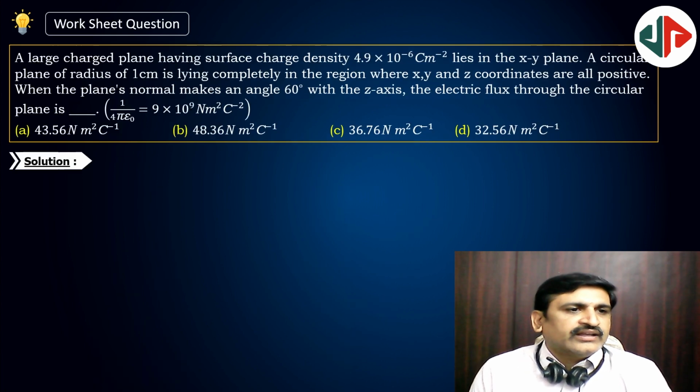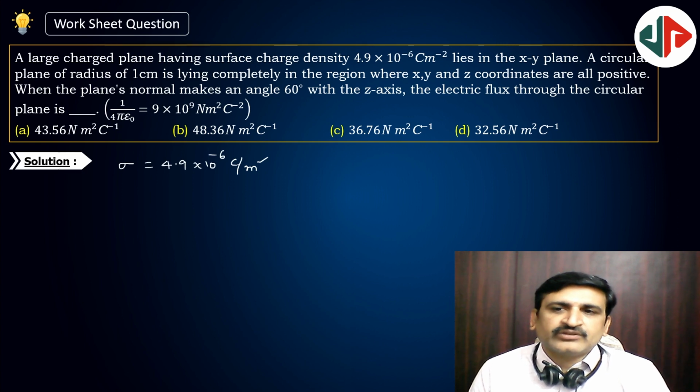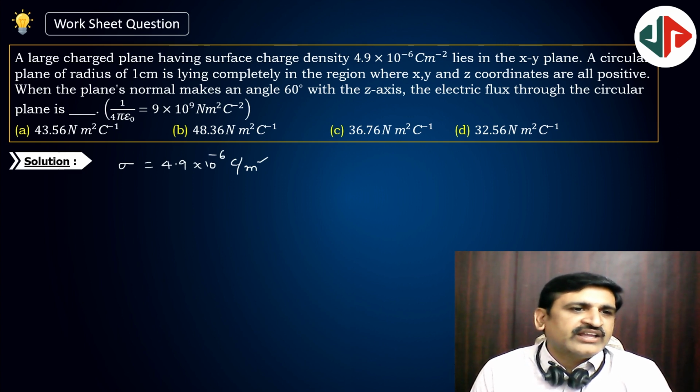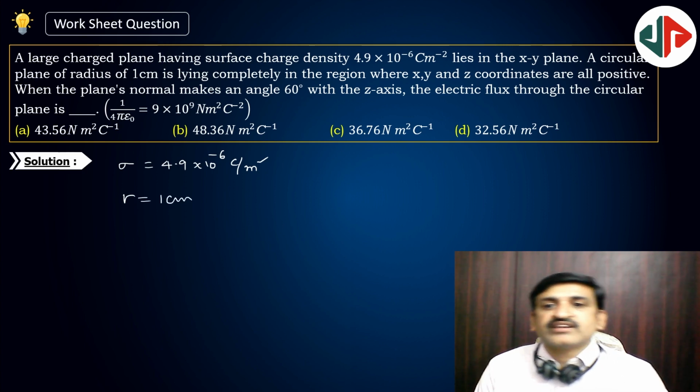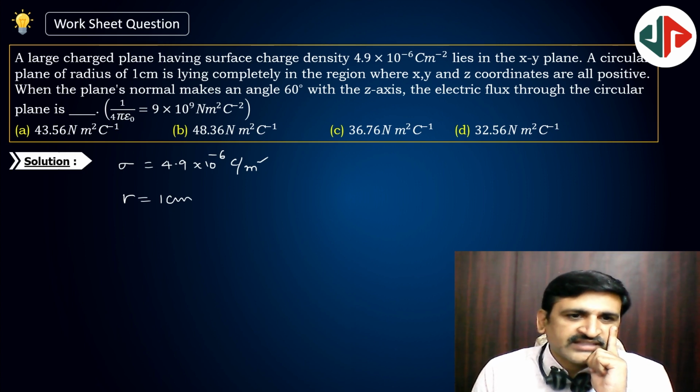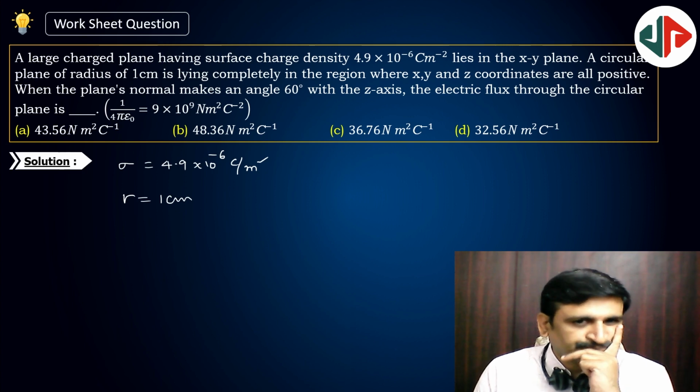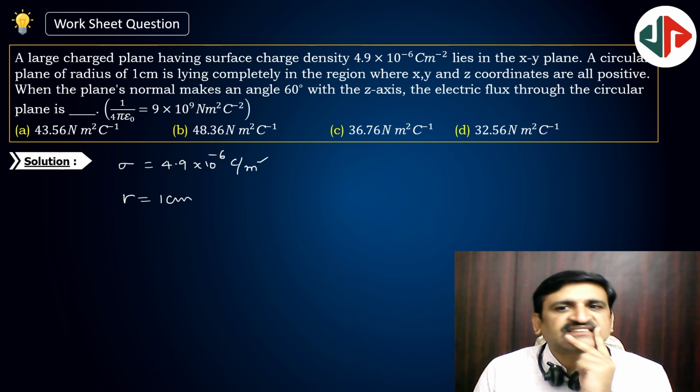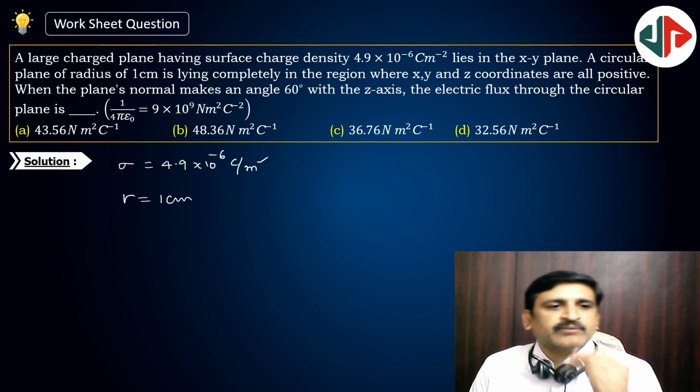A large charged plane having surface charge density, so sigma I have to write, sigma is equal to 4.9 into 10 to the power of minus 6 coulomb per meter square, lies in the xy plane. The circular plane of radius r equal to 1 centimeter is lying completely in the region where x, y, z coordinates all are positive. The plane normal makes an angle of 60 degrees with the z-axis.